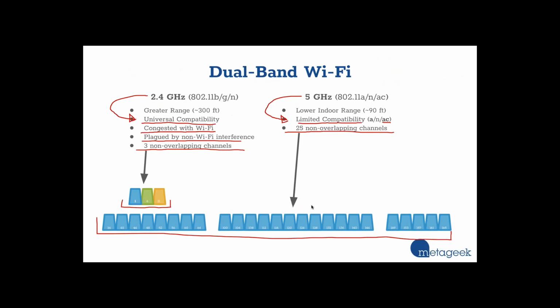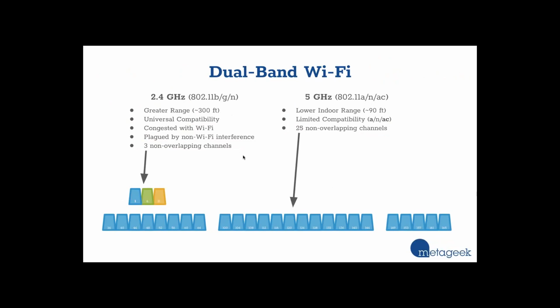You remember how we talked about how only one device can talk on a channel at a time? That means that each channel has a limited capacity. There's only so much data we can push through a channel. So 5 gigahertz gives us a lot more capacity for a lot more throughput because there are so many more channels to work with.